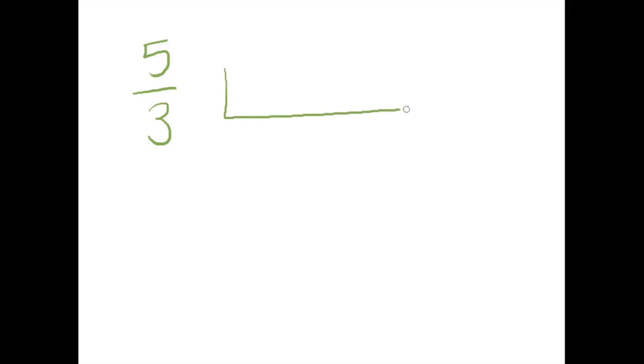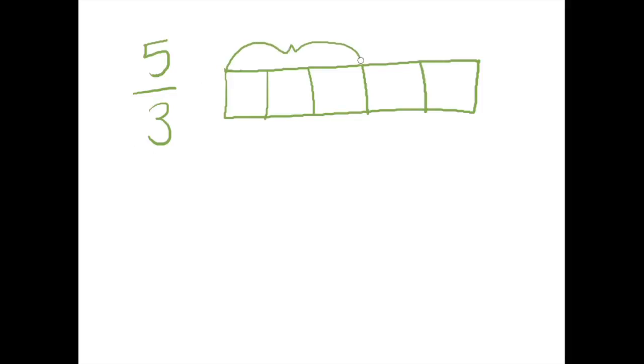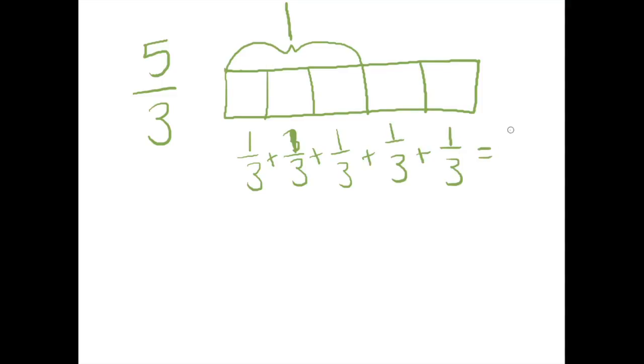So if I were to draw a tape diagram to represent this fraction 5/3, I would first draw 1 bar, and I know I have 5 equal parts, so I want to divide this into 1, 2, 3, 4, 5 equal parts, and I know that within 1 whole there are only 3. So I'm going to put my brackets up there to indicate that that is 1 whole. I can write this as a sum of unit fractions, 1/3 plus 1/3 plus 1/3 plus 1/3 plus 1/3. Together those would all add up to 5/3.